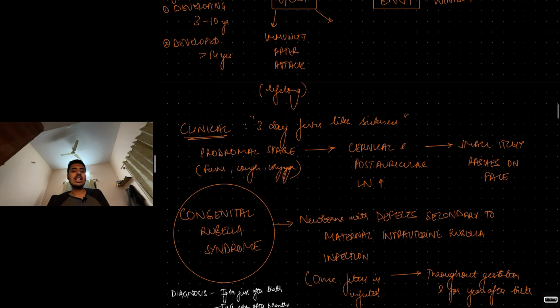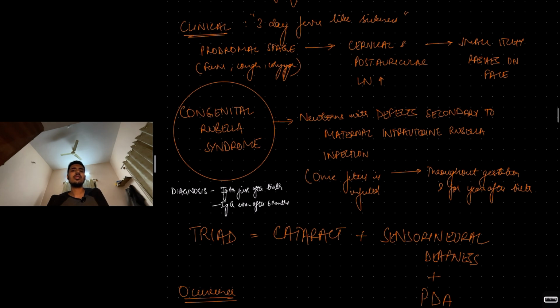Clinically, rubella is like a 3-day fever. It's known as a 3-day fever-like sickness because it is a very short illness, short duration, not that severe, but why it is very dangerous, I'll come to soon. In the prodromal stage, you'll have a flu-like illness. You'll have fever, cough, coryza, runny nose, all that stuff.